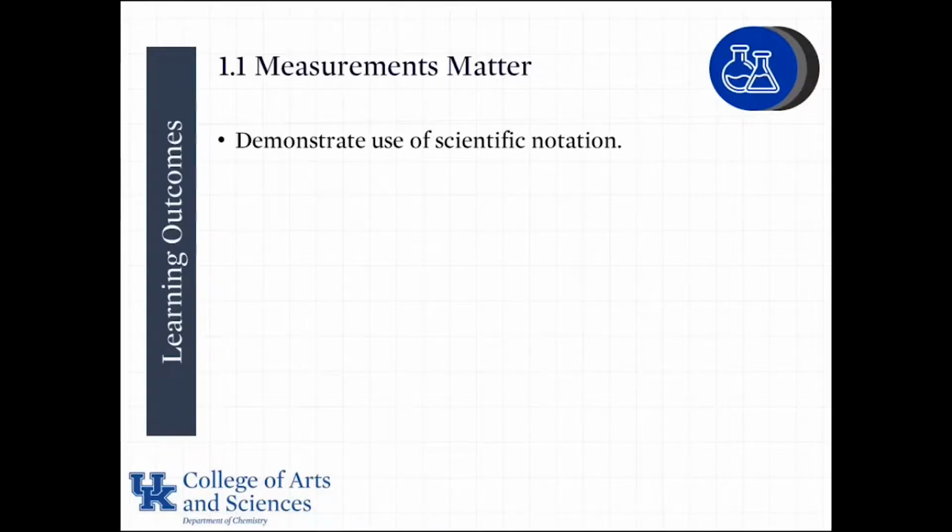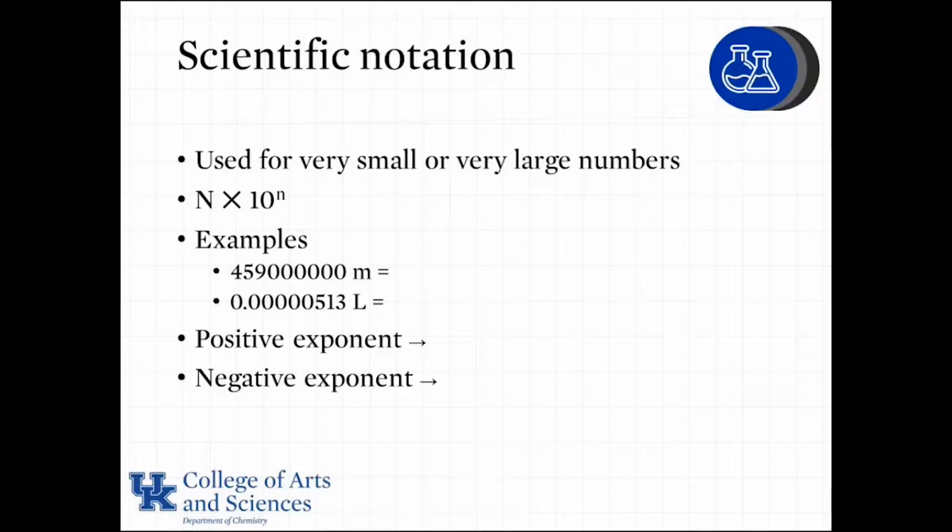In this video, we're going to talk about the use of scientific notation. Compared to standard notation, scientific notation is used for very small or very large numbers. It has a very specific format. We always have one non-zero digit to the left of the decimal place times 10 to the nth power. Let's look at a couple of examples to see how we use scientific notation.